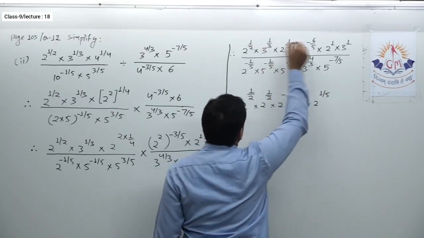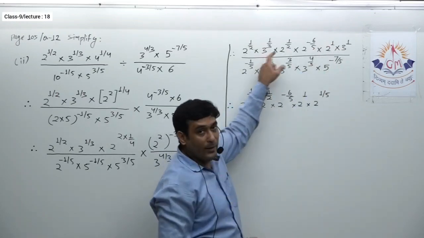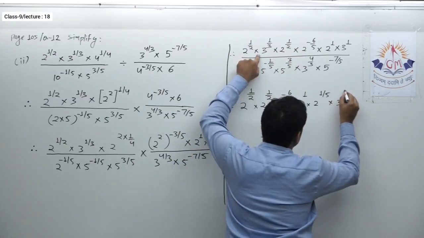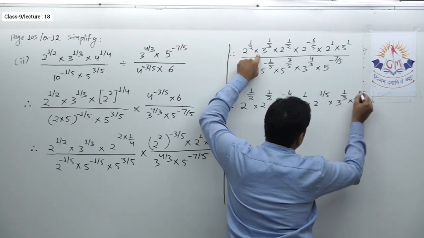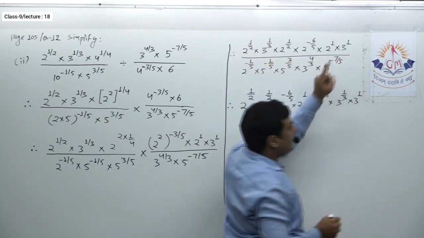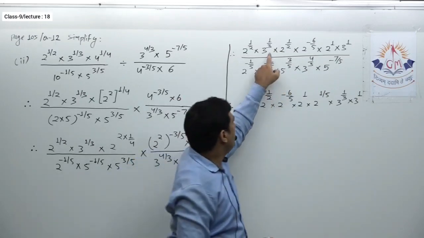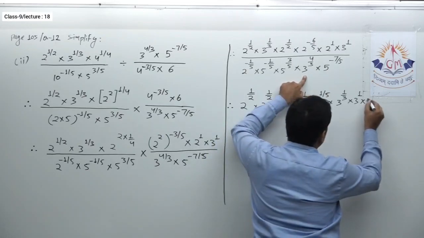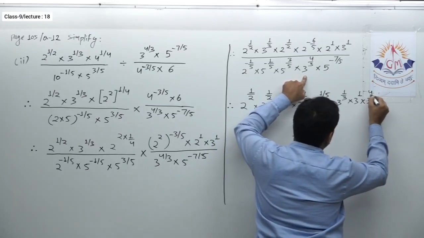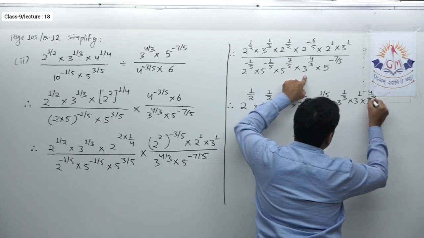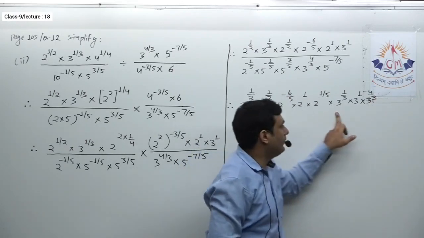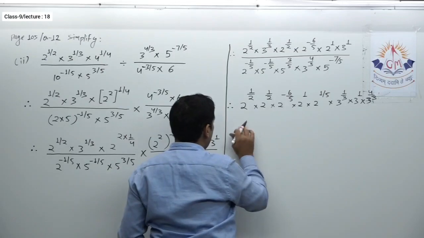Now I'll take the terms having base 3. So here I can write 3 raised to 1 by 3 into 3 raised to 1. From the numerator there are only two terms having base 3, 3 raised to 1 by 3 and 3 raised to 1. From the denominator, yes, there is one term, so here I write 3 raised to 4 by 3. So here I took all the terms having base 2 and base 3, multiplied by.